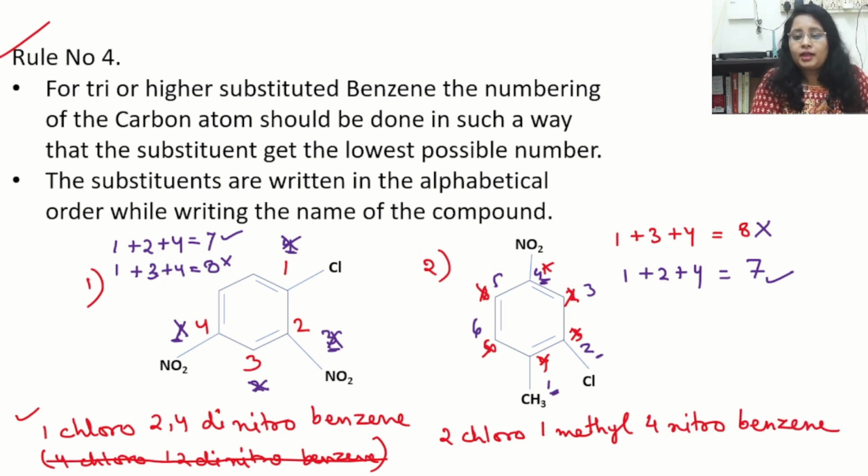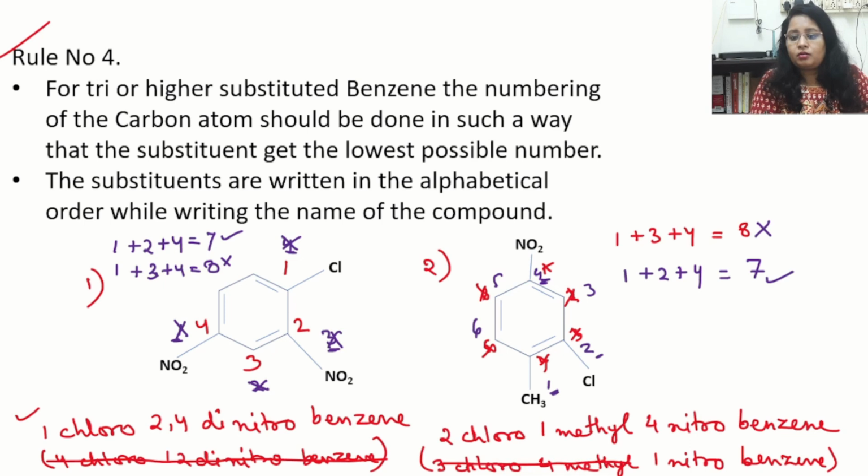We will not name it like this: if we follow the other numbering system that we have discarded, it would be 3 chloro, 4 methyl, and then 1 nitrobenzene. That will be absolutely wrong and this naming is correct.